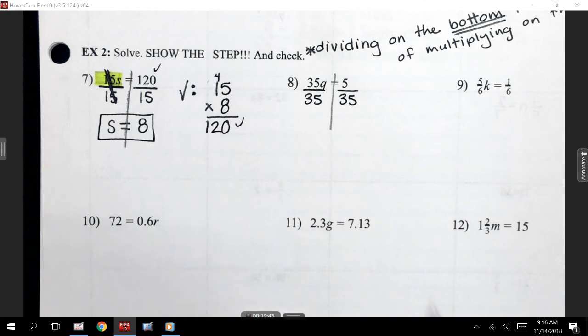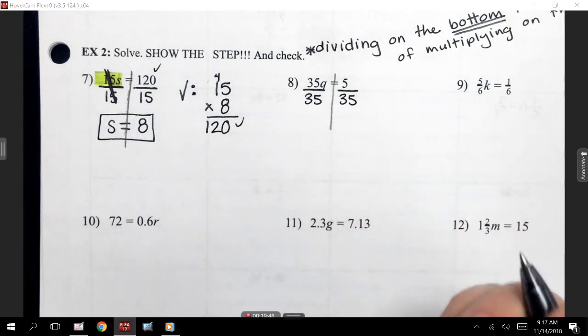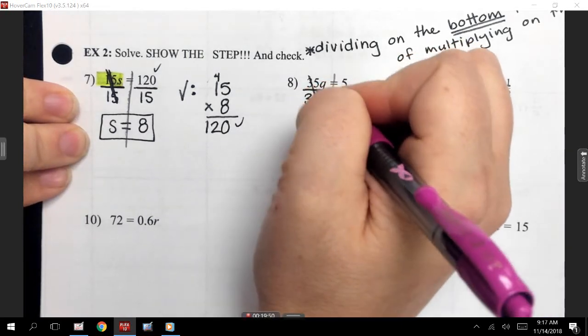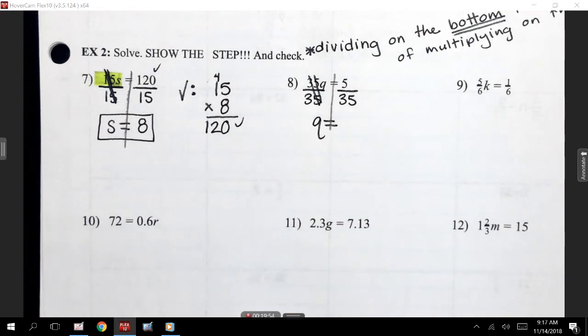Okay, so let's do kind of the easy part real quick. What happens to my 35 over 35? What happens to those? We cross them out and we have Q equals 5 over 35. All right, guys, here's my tip for you.